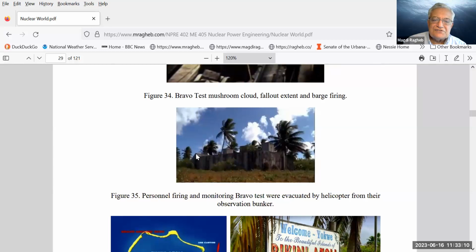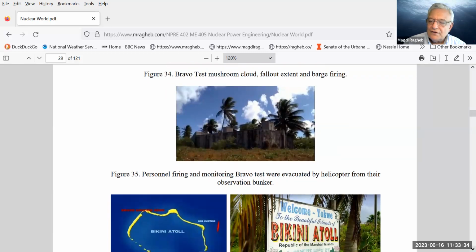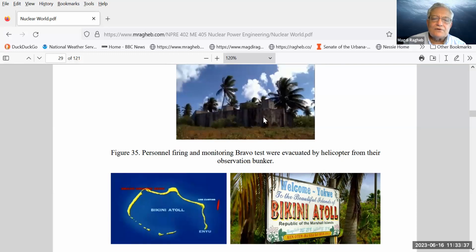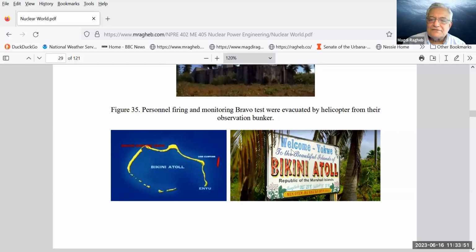There was an observation site shown here, away from the explosion for the Bravo test. The people there were evacuated by helicopter. Why? It turned out that the test did not just produce the amount of energy that they expected to release, like about 5 megatons. It was double or triple the energy release. So they had to evacuate the people who were observing the test by helicopter. They had bed sheets over their head to protect themselves from the radiation. And that was in the Bikini Atoll. Today, the Bikini Atoll is some kind of a tourist attraction. It says here, welcome to the beautiful island of Bikini Atoll, Republic of the Marshall Islands.